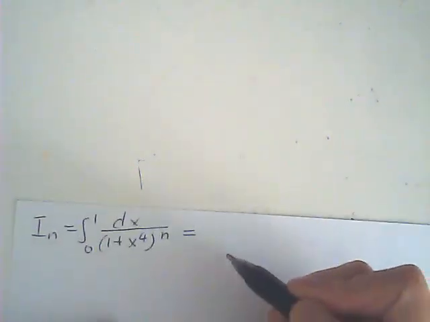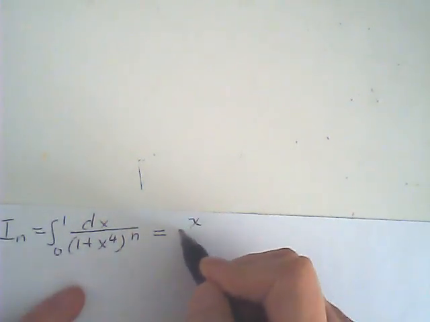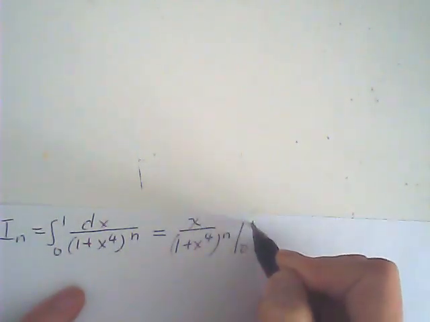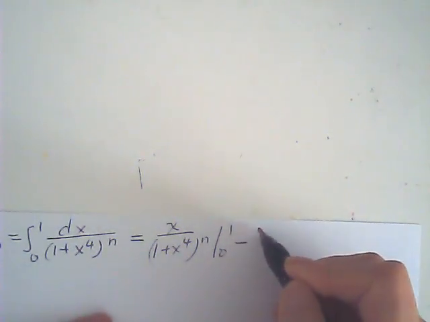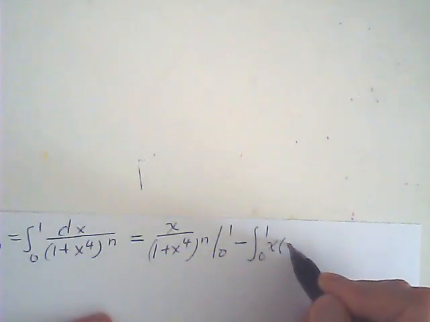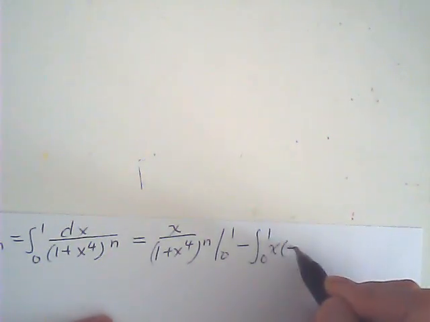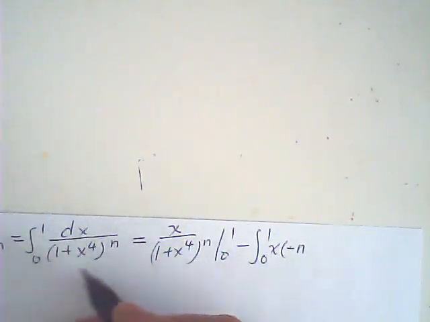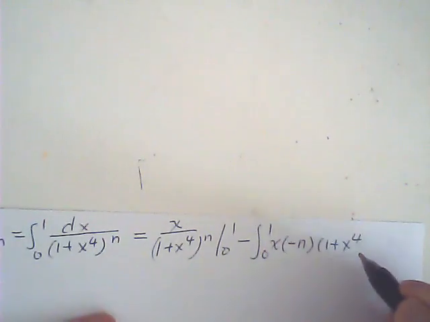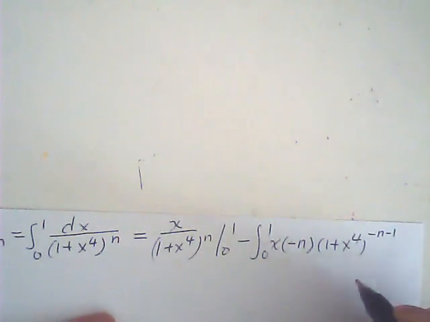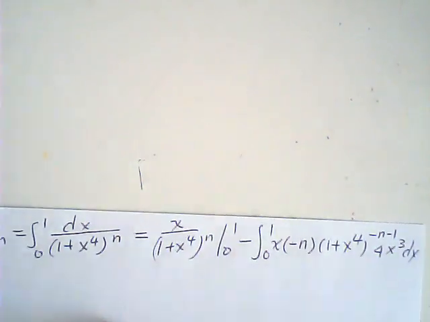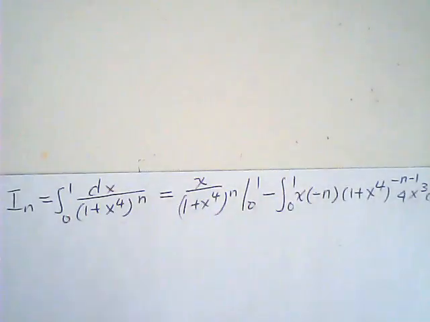So this one is equal to uv minus v du. Here v is x, and du is the derivative of this with respect to x, right? Minus x minus 1. Then the chain rule. Okay, that is my v du.